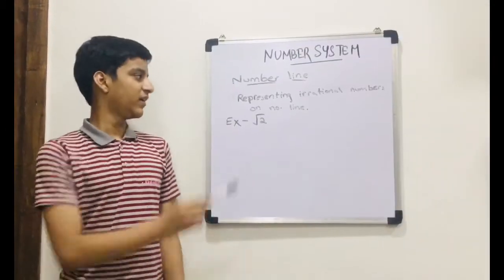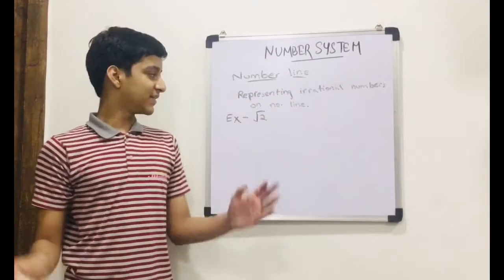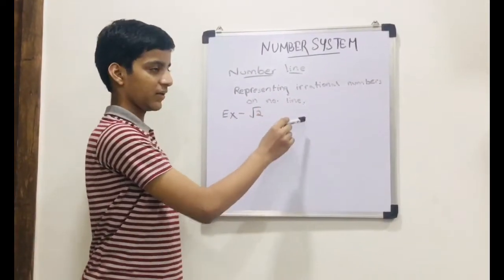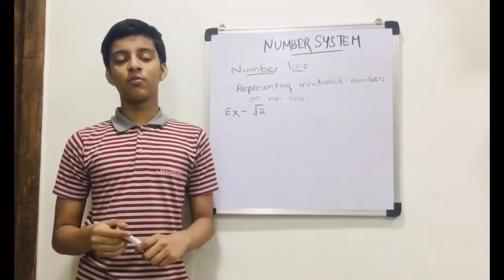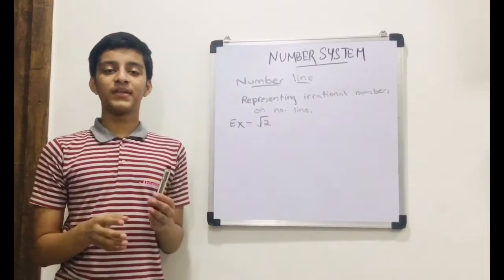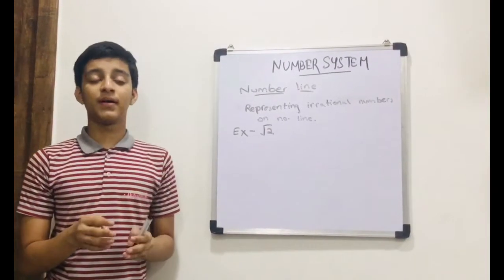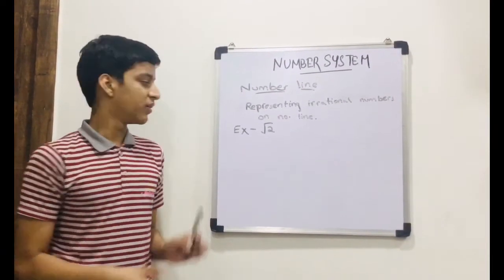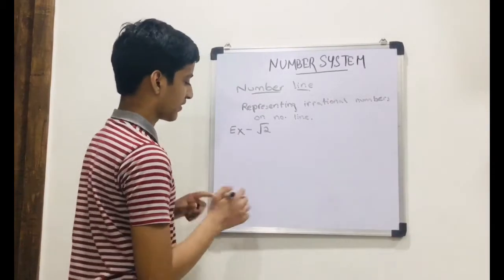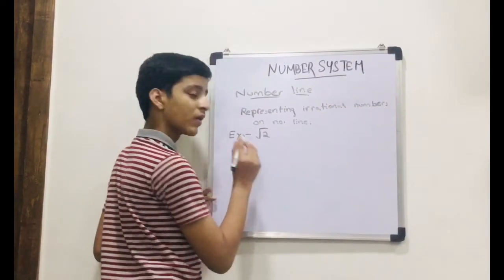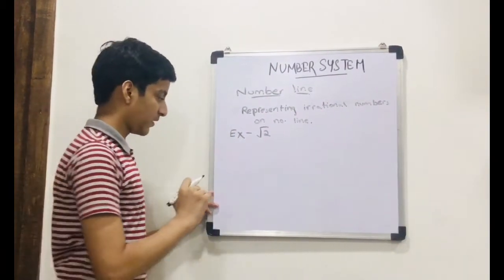Now we are starting number line, representing irrational numbers on number line. In earlier classes you may have studied how to represent numbers on number line. So now we will represent irrational number on number line. So let's do it with an example. So we will use Pythagoras theorem here.